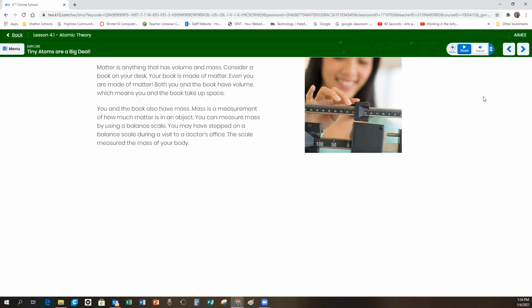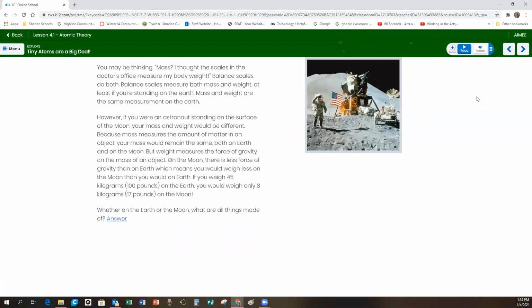You can measure mass by using a balance scale. You may have stepped on a balance scale during a visit to your doctor's office. The scale measured the mass of your body. You may be thinking, mass? I thought the scales in the doctor's office measured my body weight. Balance scales measure both mass and weight, at least if you're standing on the Earth. Mass and weight are the same measurement on Earth.